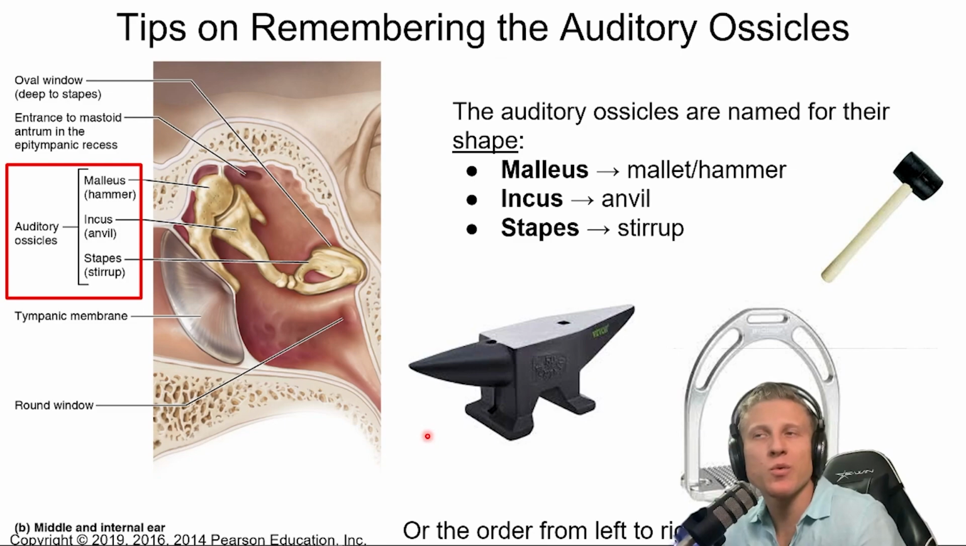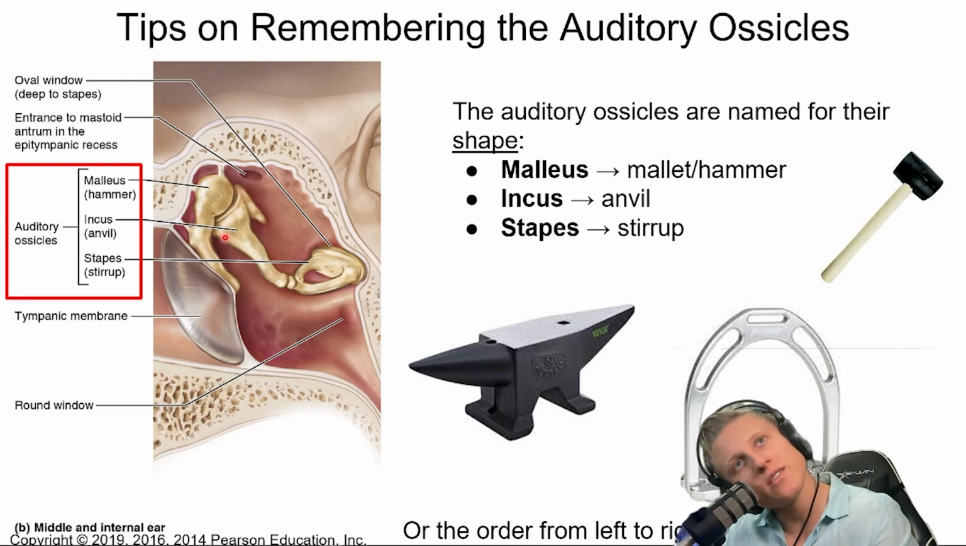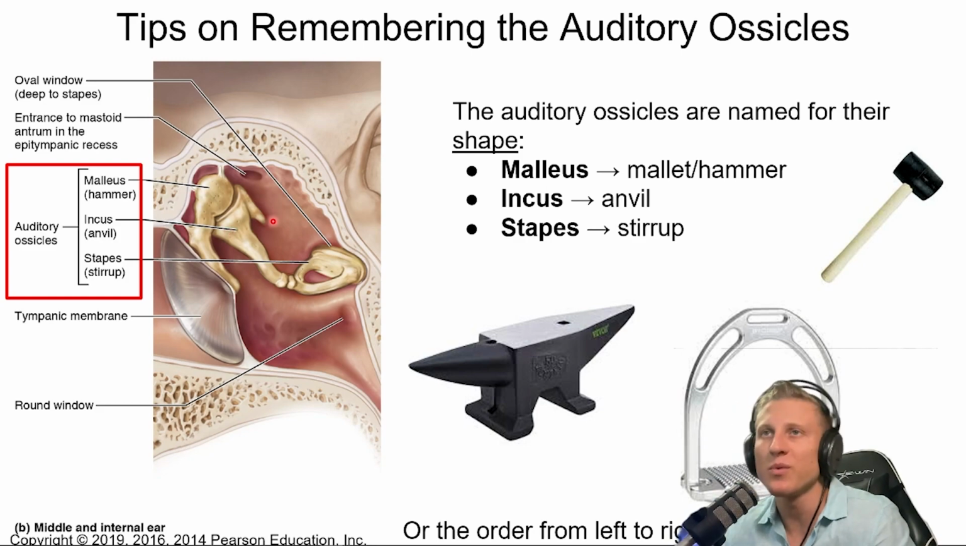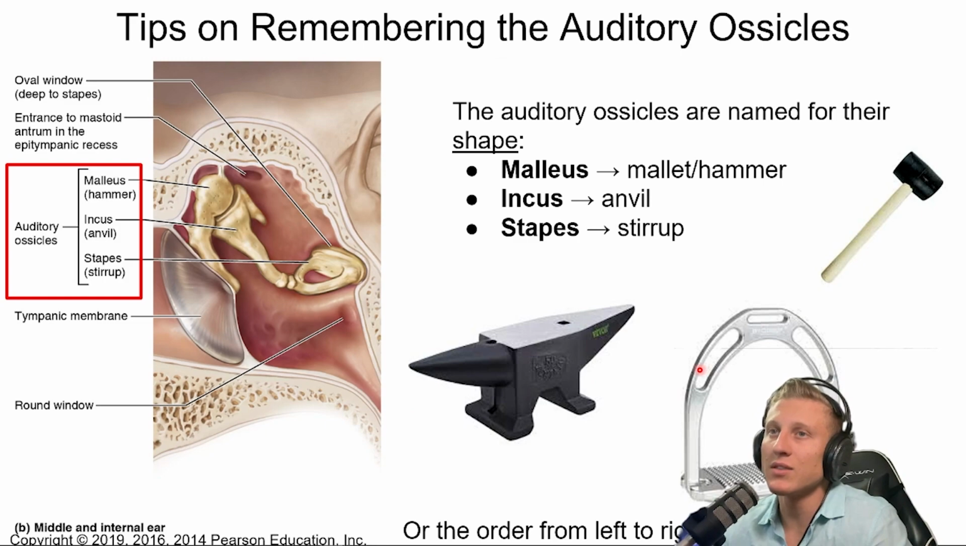So, little visual memory tools for our auditory ossicles right here. We have the malleus, shaped something like a mallet, right? This guy right here kind of looks like a mallet. The incus, anvil, is a little bit more of a stretch. If I just look at this part, it kind of looks like an anvil. So we'll go with that. And then the stapes very much does look like a stirrup, okay?